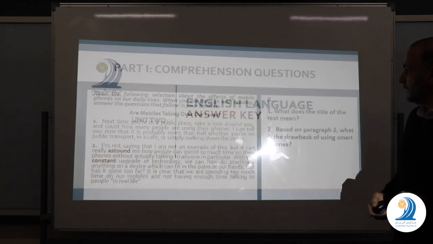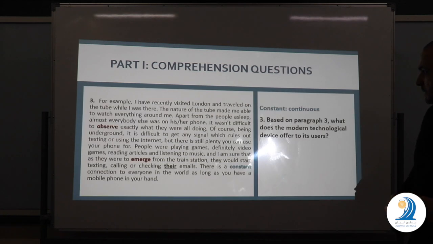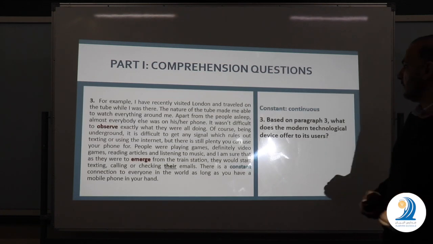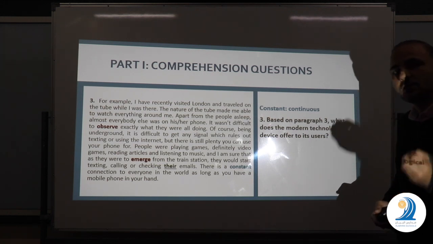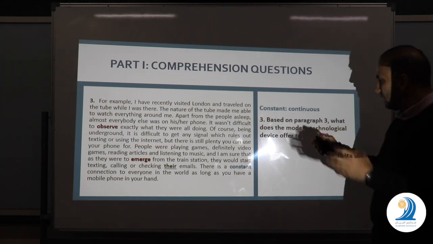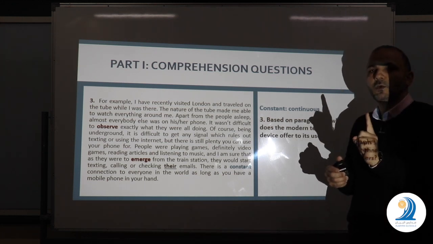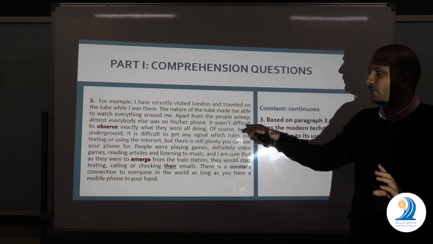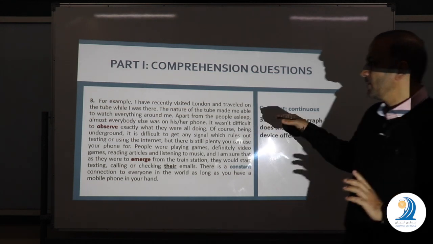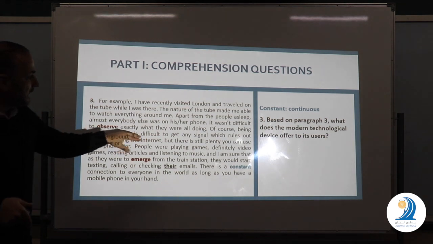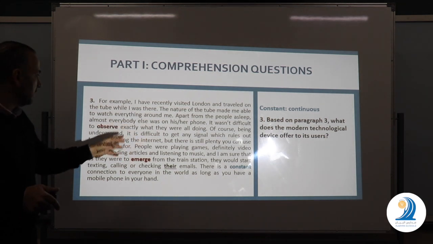Let's move to the third question. Based on paragraph 3, what does the modern technological device offer to its users? What about this modern technological device? It is not the smartphone we're talking about here, because if you go back to this paragraph, you will definitely see what we're talking about: the basic, or something else.